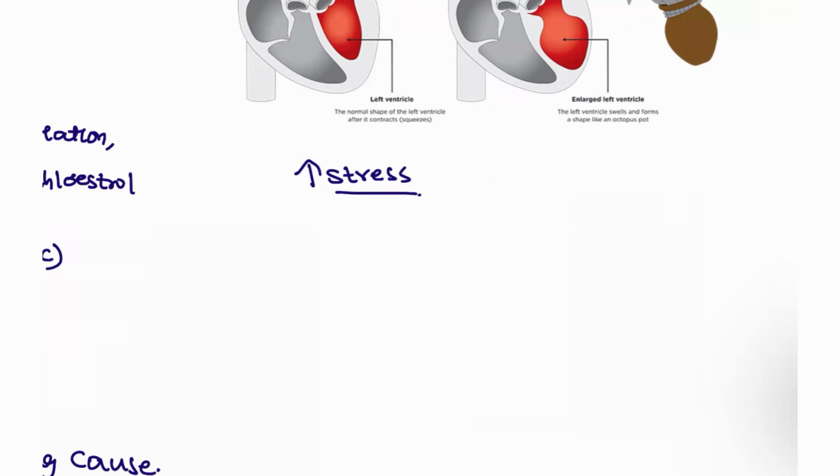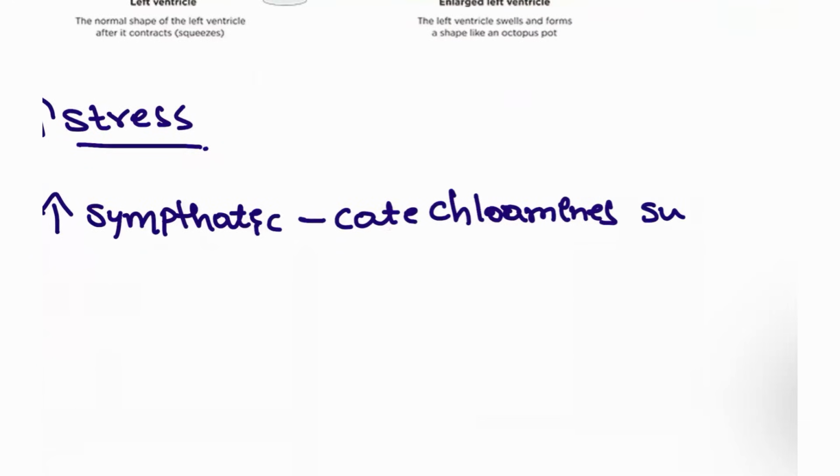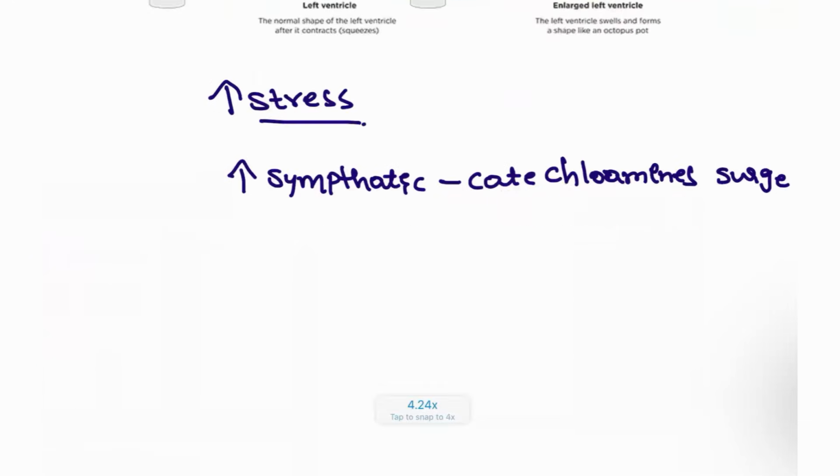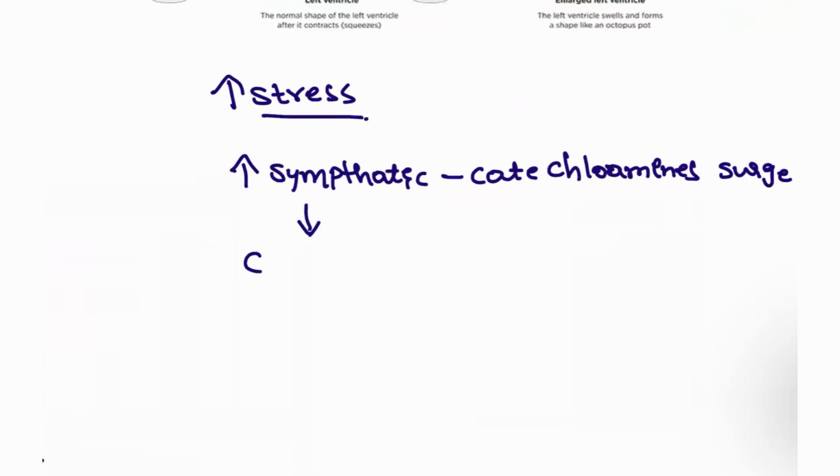This leads to the release of the sympathetic system, which takes the help of catecholamines. What will these catecholamines do? There will be a catecholamine surge, which leads to the cardiac muscle having hyperkinetic movement. This hyperkinetic movement is going to use up the ATP.